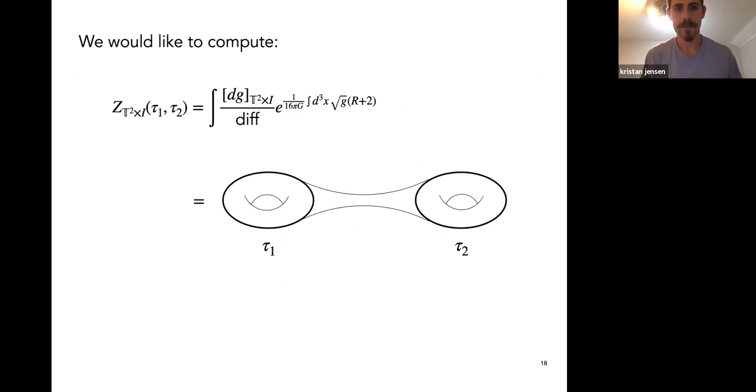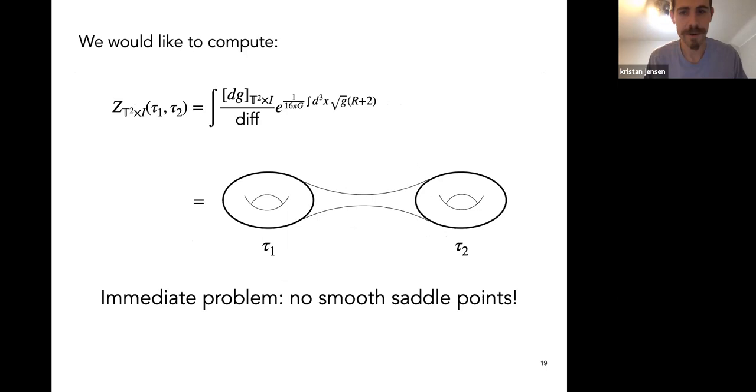We'll return to this a little bit later. We're closer to knowing how to actually do this, but at least for this point of the talk, I'll mention that there's an immediate problem, which is that there are no smooth saddle points with these boundary conditions. So the usual program of finding a saddle point and expanding around it breaks at the beginning. We have to do something else.